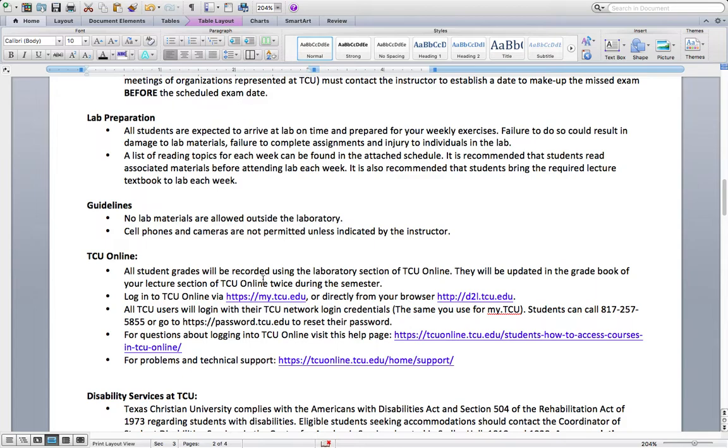You're welcome to take your own video of yourself or your classmates pointing out structures, but the instructors and the TAs are not available to make videos for you.